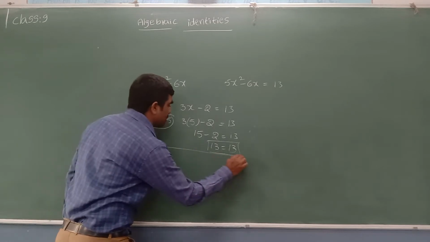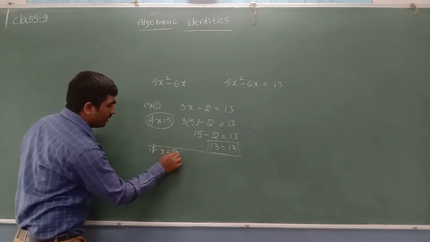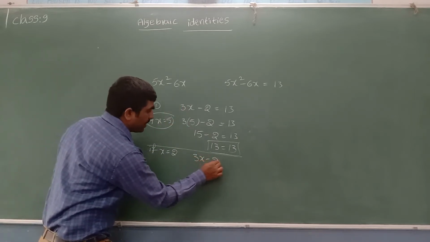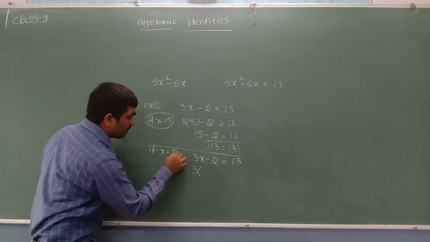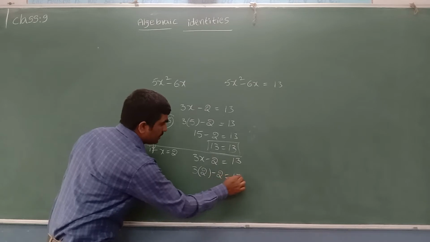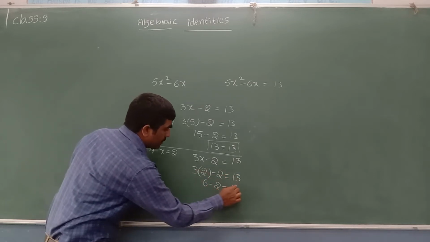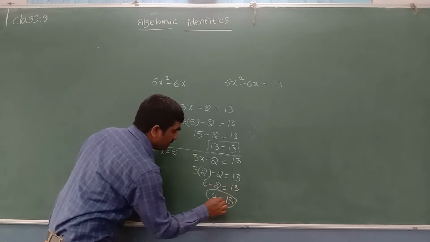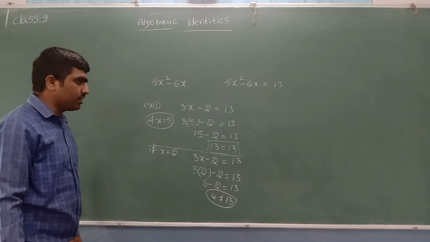Now instead of x equal to 5, let me take another number here. If x is equal to 2, let us verify the equation. 3x minus 2 is equal to 13. So 3 in the place of x I am putting 2, minus 2 is equal to 13. 3 twos are 6. 6 minus 2 is 4. 4 is equal to 13? Is it possible? Are both equal? No. 4 is not equal to 13.